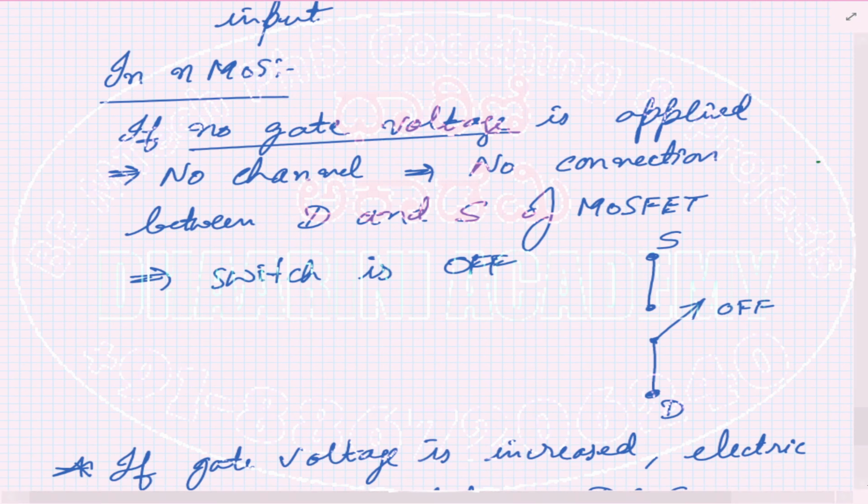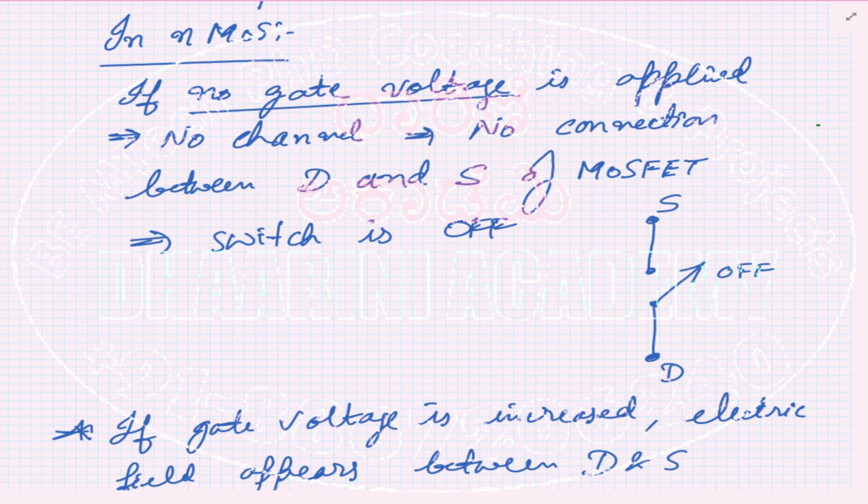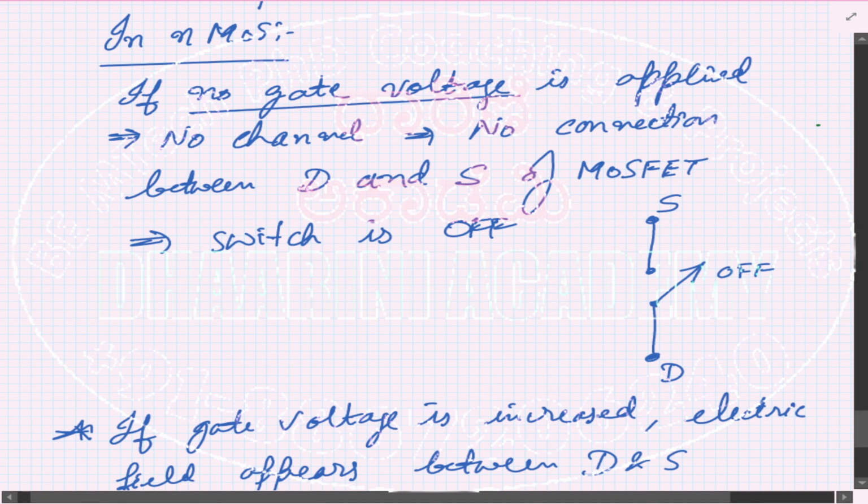So first we started with the NMOS. Let us assume that there is no gate voltage applied, which indicates there is no channel, so no connection between the drain and source terminal of the MOSFET, and we say that the switch is off. The symbol for a switch-off device is as shown here.